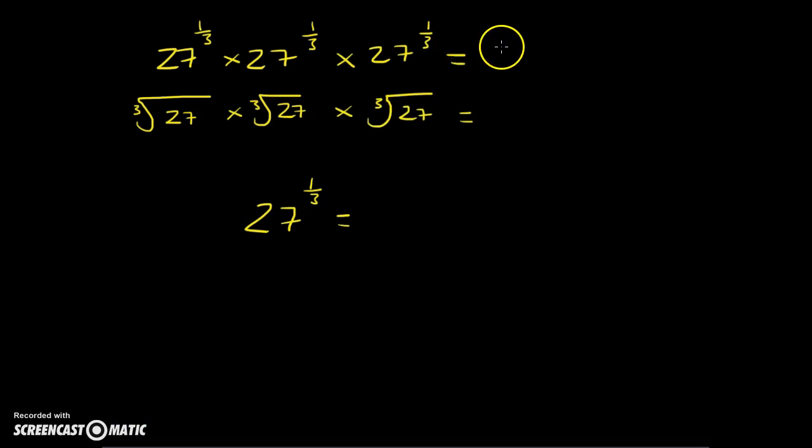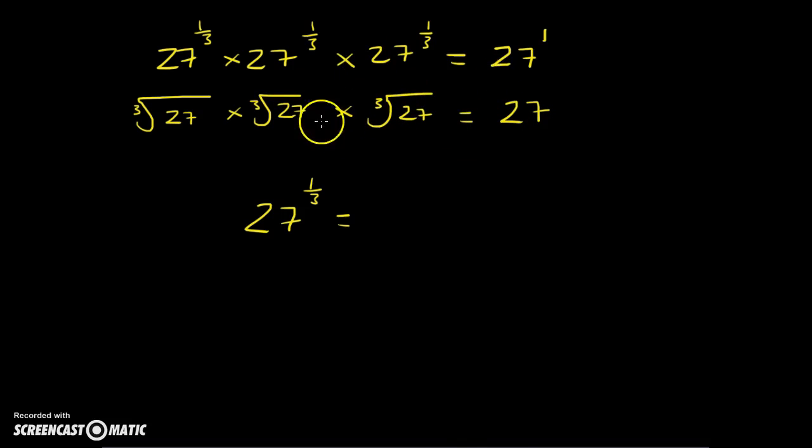Right, moving on to the power of a third. This time I've got 27 to the power of a third. So same sort of idea. Multiplying, therefore we add the indices. So a third plus a third plus a third. That's 3/3, so that's 1. 27 to the power of 1, same as 27. Another way of getting 27 is doing the cube root of 27 multiplied by the cube root of 27 multiplied by the cube root of 27.